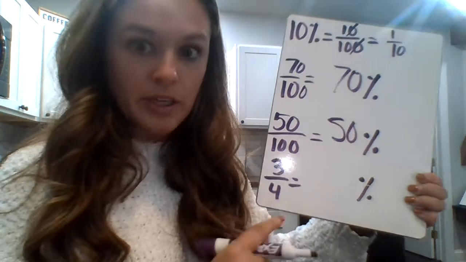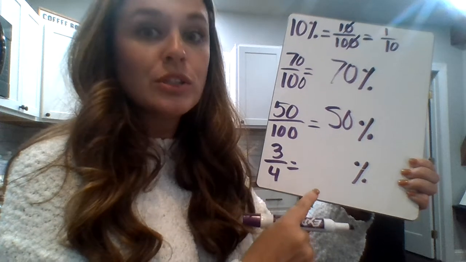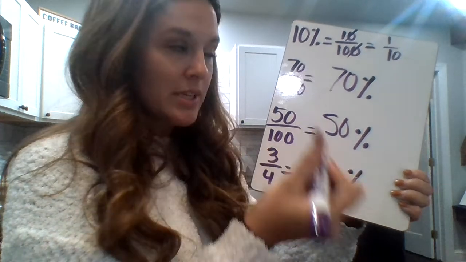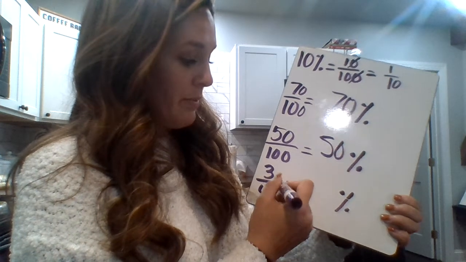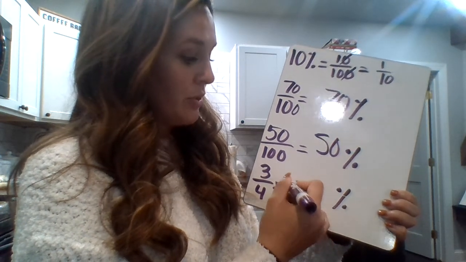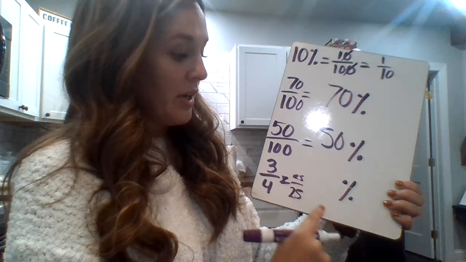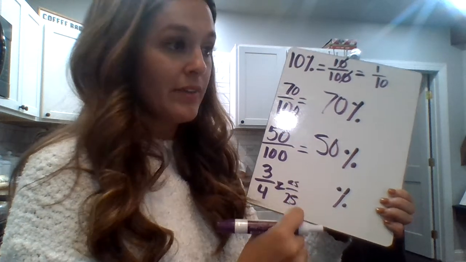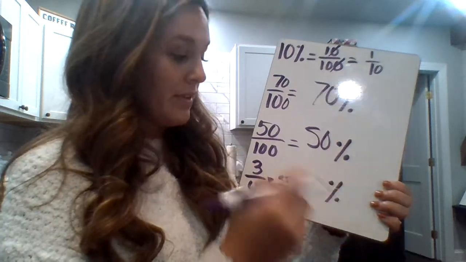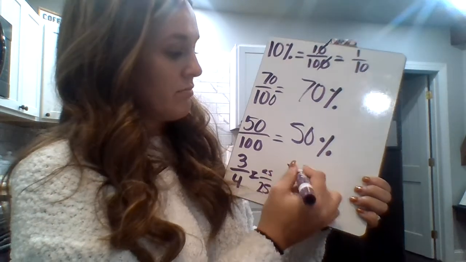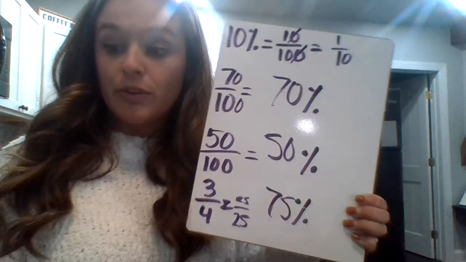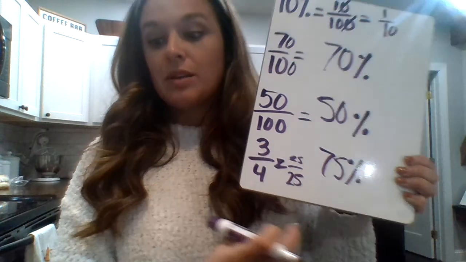This one's where it gets trickier. We need to get this bottom number to 100. So 4 times what equals 100? 25. So if I'm multiplying the bottom by 25, I also have to do it to the top. We know the bottom is 100. 3 times 25 is 25, 50, 75. 75 over 100. Anything over 100 is a percent. 75%. And if you remember, we had a question similar to this before.